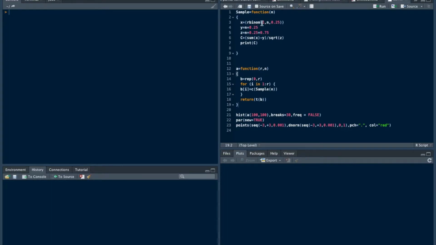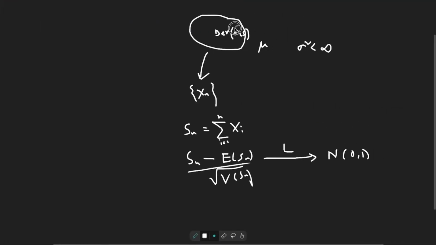Why is this 1? Because if we take n equals to 1 in binomial, then it becomes Bernoulli. That's why we take this 1. Then why n? We will be discussing it later. And this p, which is 0.25, is as specified here.